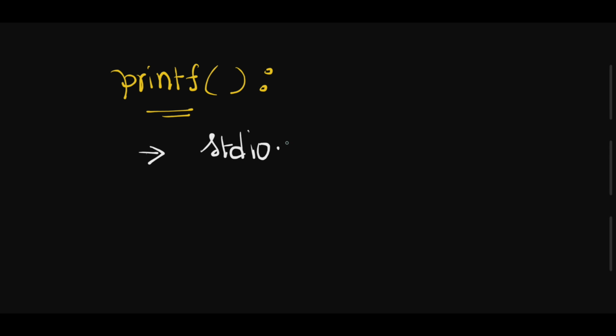Printf is one type of built-in or predefined function from C language, and this function belongs to one of the header files called stdio.h. It means standard input and output header file. Standard input and output header file.